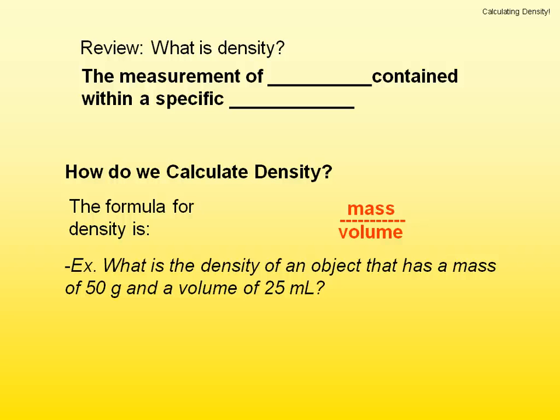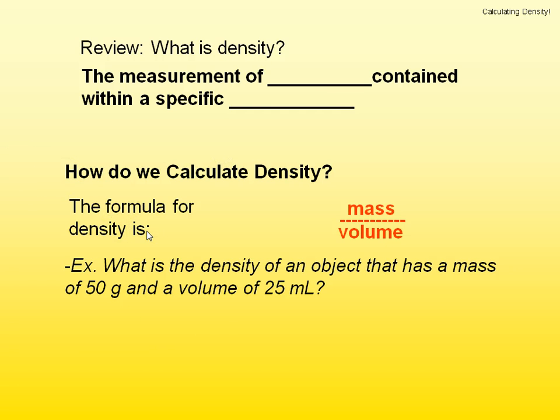And it says, what is density? Well, remember, density is the measurement of mass contained within a specific volume. And how do we calculate it? Well, the formula for density is mass over volume. Mass divided by, which means mass divided by volume. So I need to fill this in in that second line, and then this would be in the first line next to that review question.